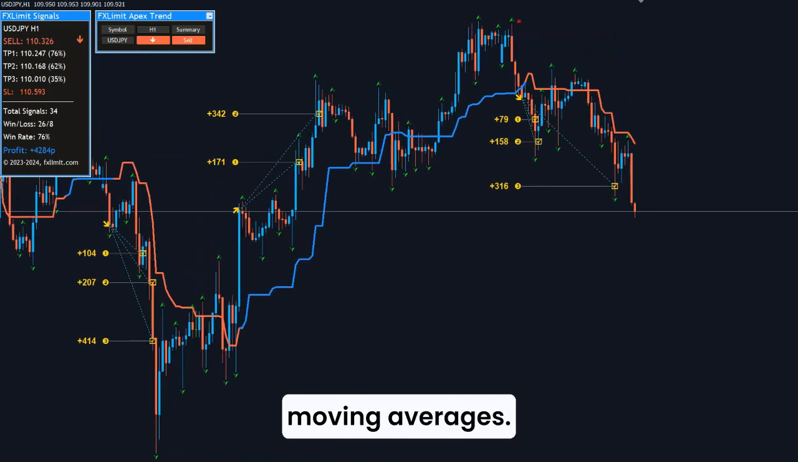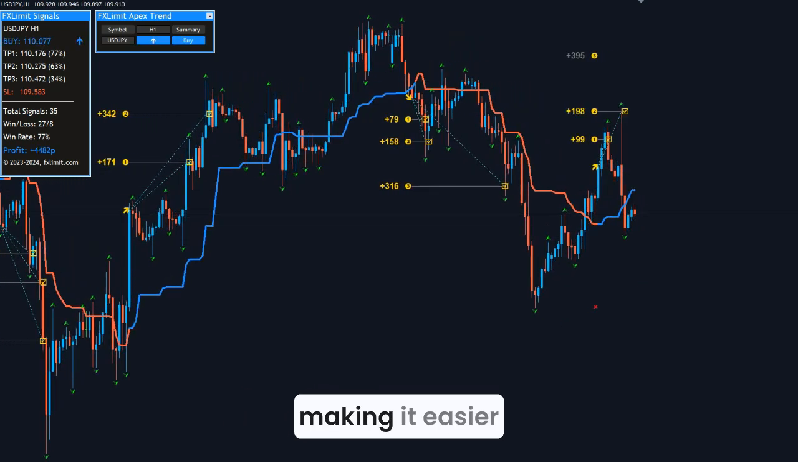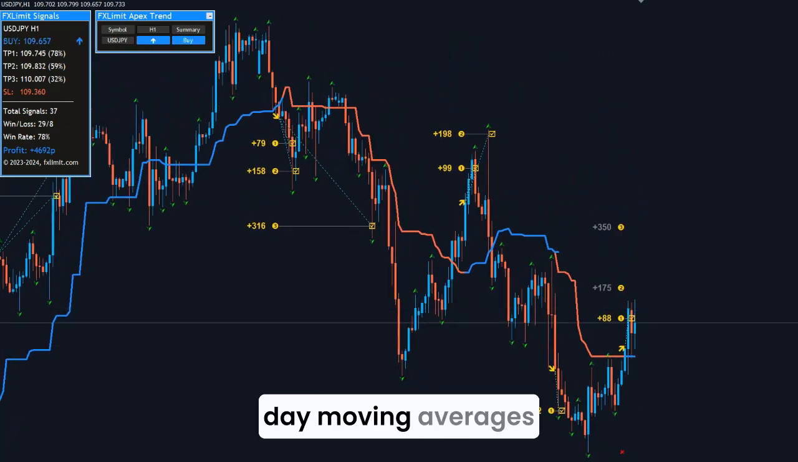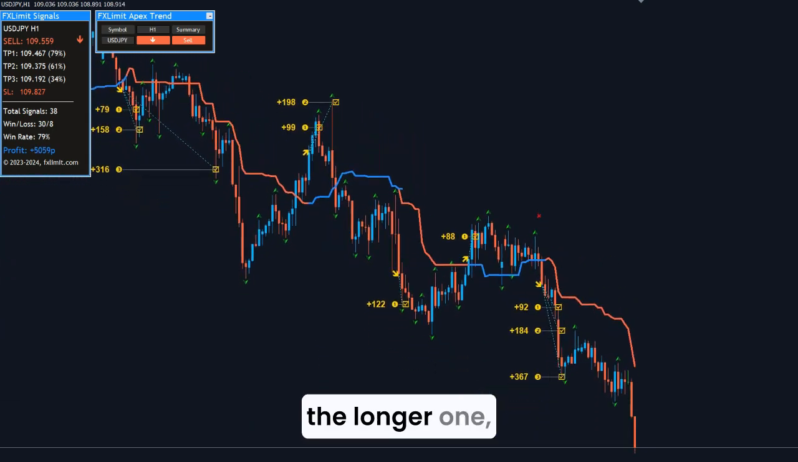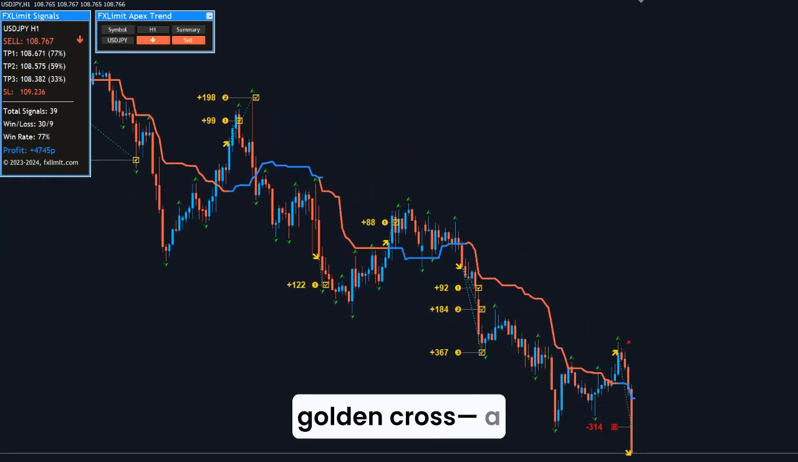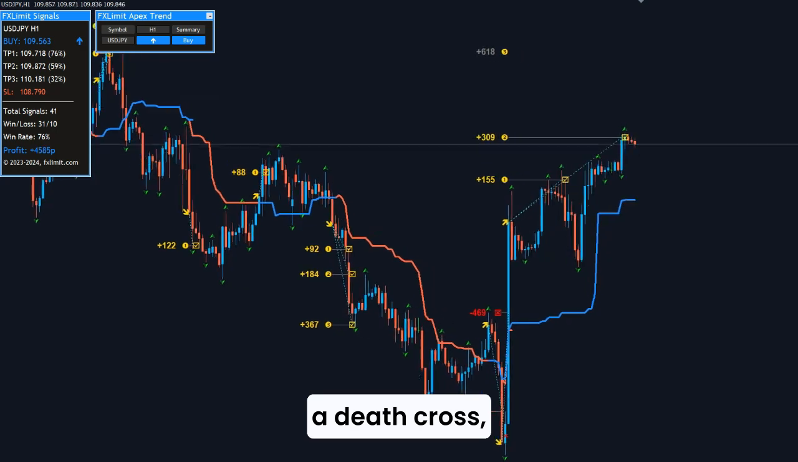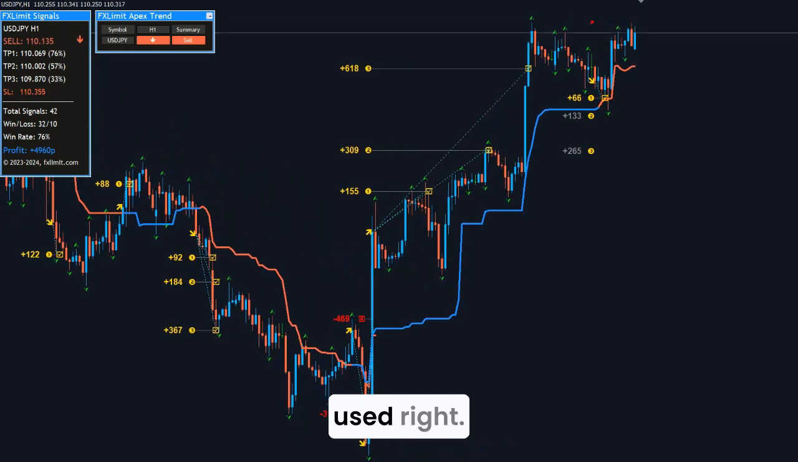Next up is moving averages. A moving average smooths out price data over time, making it easier to spot trends. The 50-day and 200-day moving averages are classics. When the shorter average crosses above the longer one, that's called a golden cross, a potential buy signal. The opposite, called a death cross, suggests a downtrend. Simple, but super effective when used right.